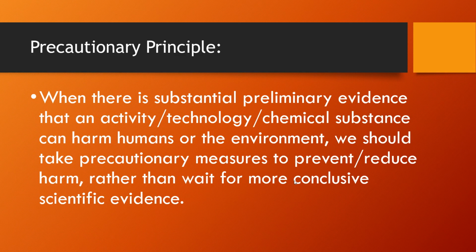So we have what is called a precautionary principle. This is when there is substantial preliminary evidence that an activity, technology, or chemical substance can harm humans or the environment, that we should take precautionary measures to prevent or reduce harm rather than wait for more conclusive evidence. So these were the people who were like, hey guys, until we know what's going on, let's go ahead and wear masks and social distance as soon as possible instead of waiting. And this way we can maybe reduce the issue, reduce the amount of COVID. So the people who were all about it before it was officially mandated, they were using the precautionary principle.